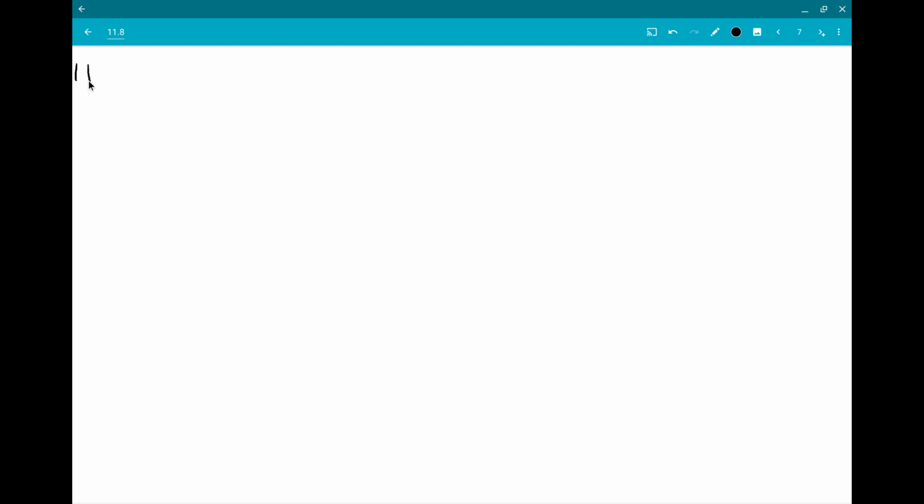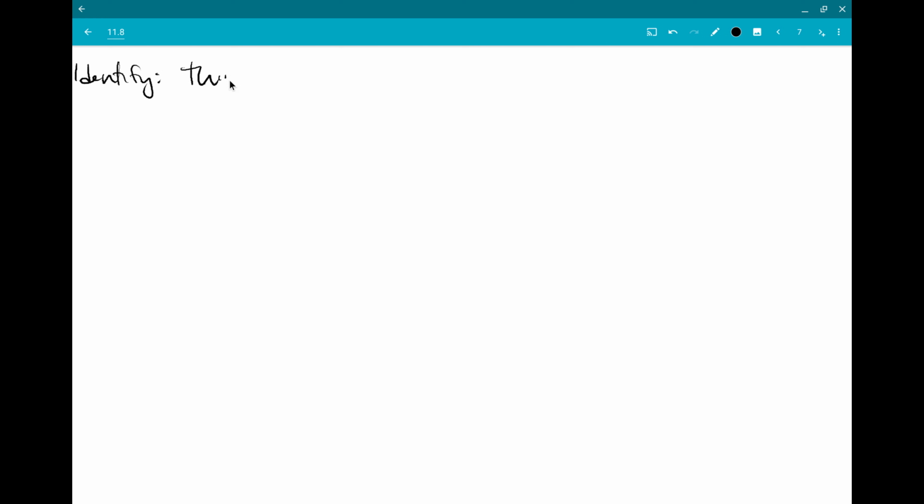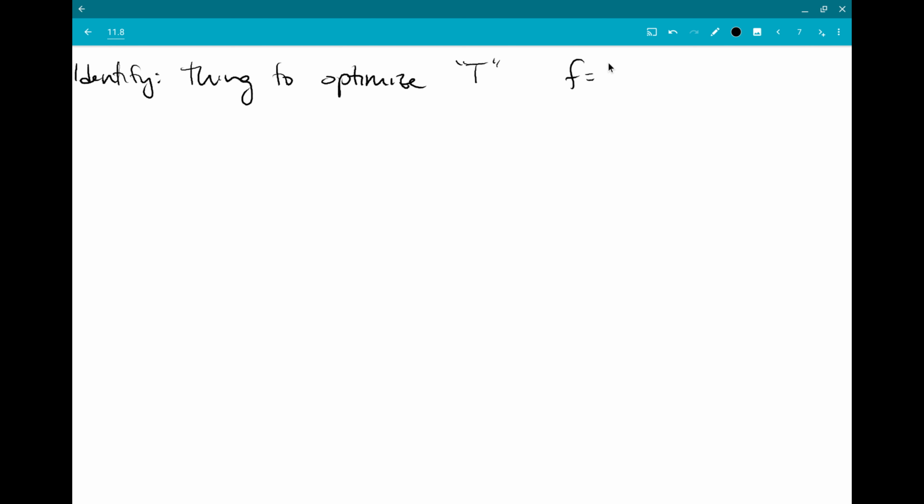So I'm going to identify what I just wrote here. The thing to optimize is T. And so I'm going to go ahead and rewrite that as f, just because that's what we've always done. So f is 4 minus 2x squared minus y squared minus z squared.